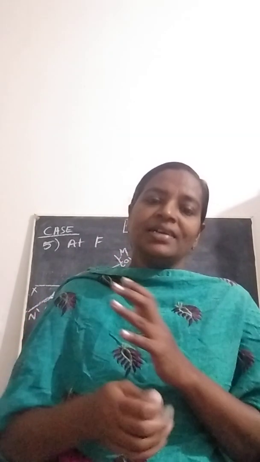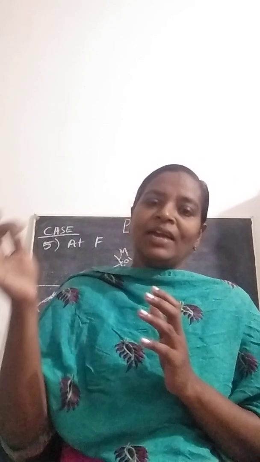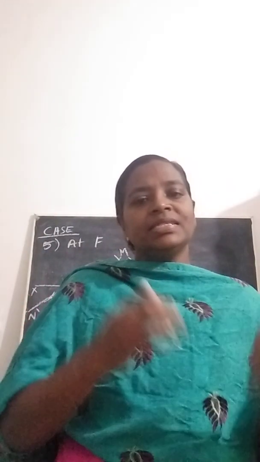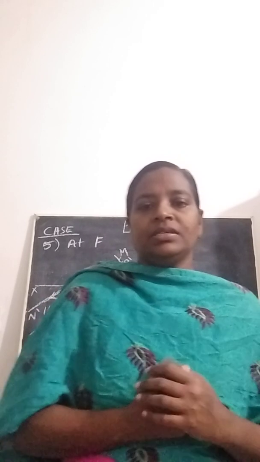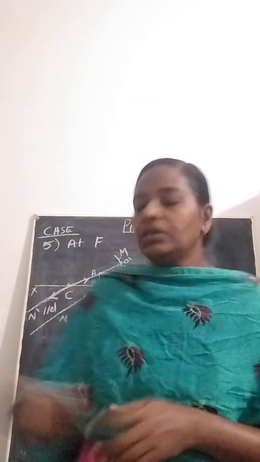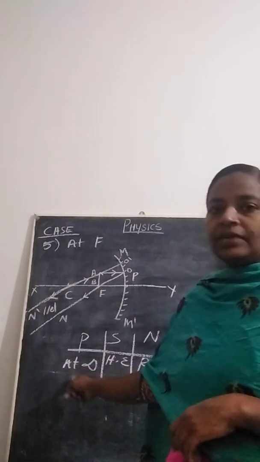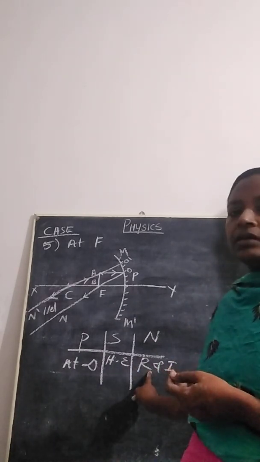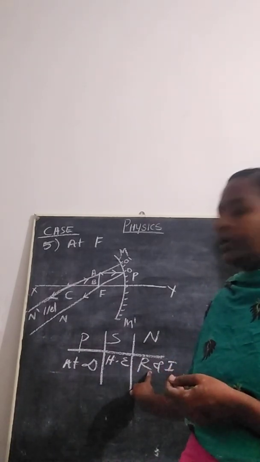In the opposite manner, if you place an object at infinity, we get a very point sized image. That is just the reverse of the first case. So the position is at F, the size is highly enlarged, and the nature of the image is real and inverted in this case.